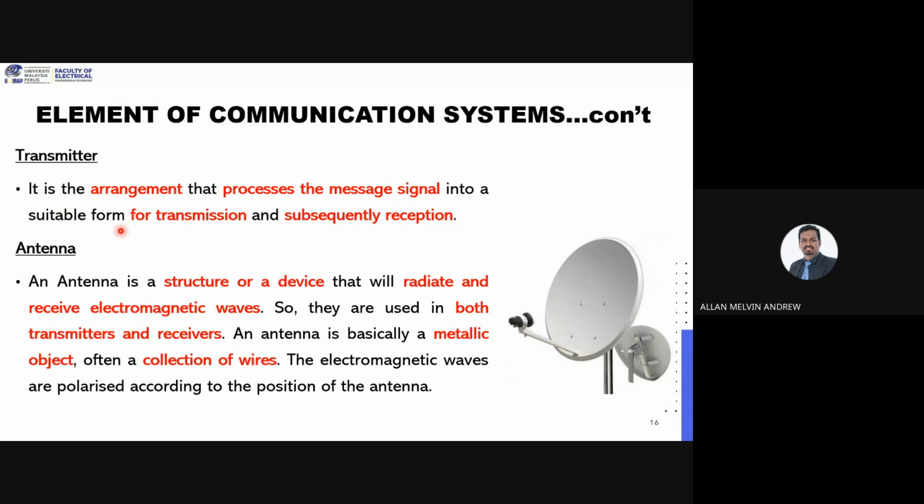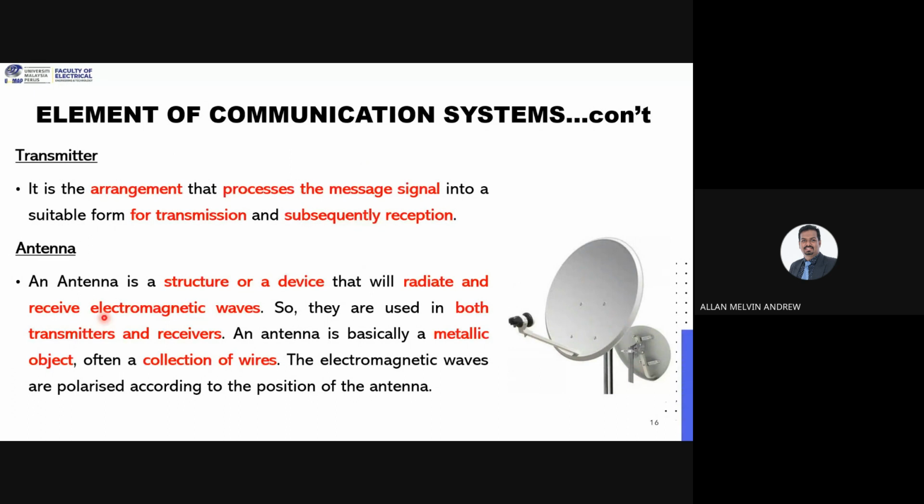Once you receive the modulated signal, you want to transmit it to the receiving station or receiving antenna. So the transmitter will continue to package it in a suitable way before transmitting it to the receiver. The transmitter always comes together with the antenna. This is the antenna we usually see in the house, for Astro. In the olden days, we can see different kinds of antennas as well.